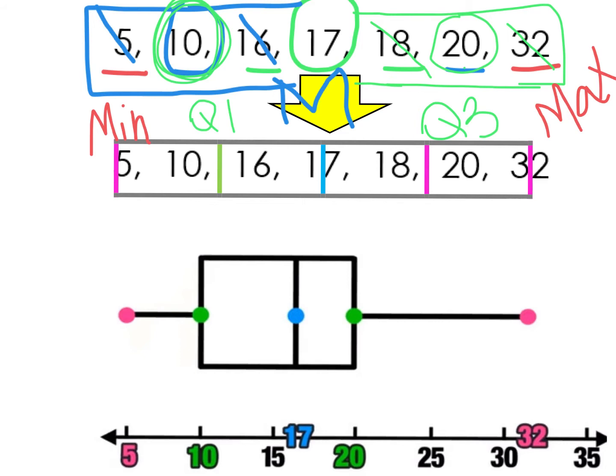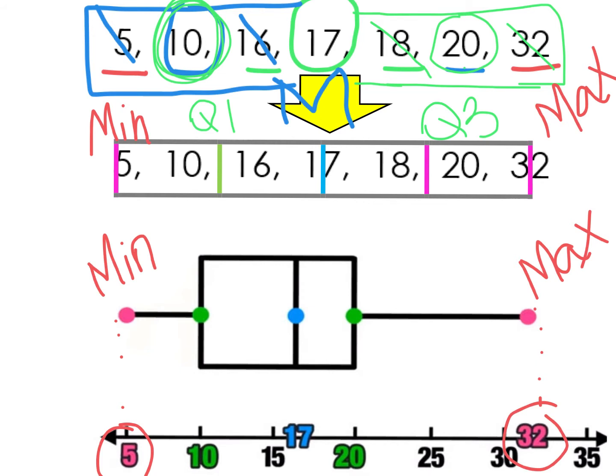Okay, so even though we split the data in 4, there's 5 major points on a box plot. There's the minimum, which you're going to see here. I'm going to label it again on this graph. We have our minimum, and we have our maximum, which is our highest number. So remember, minimum is our lowest number, which is 5. Maximum is our highest number, which is 32.